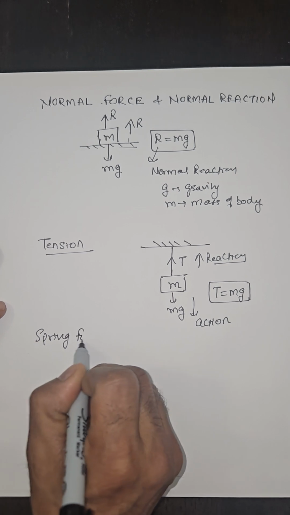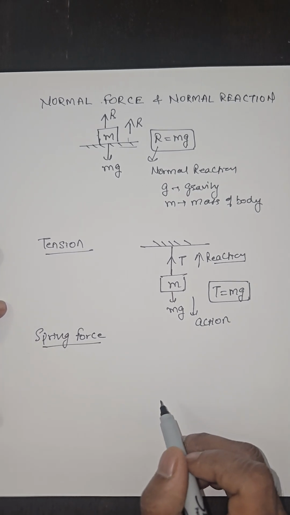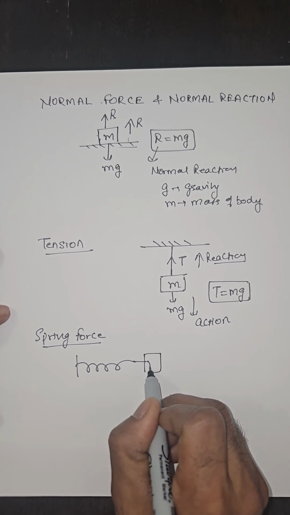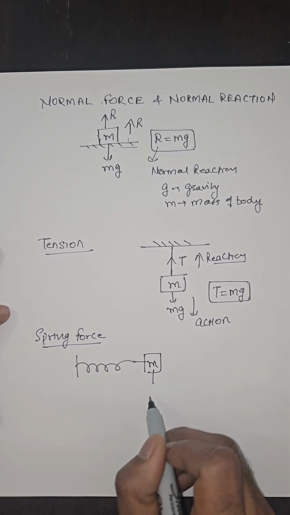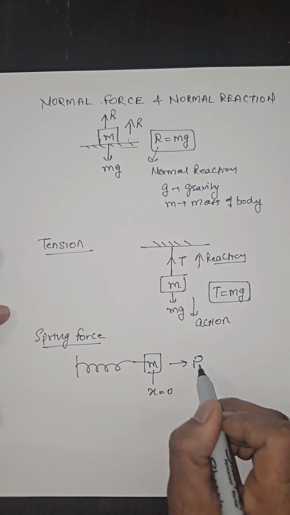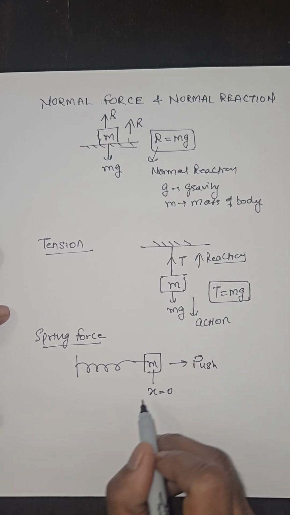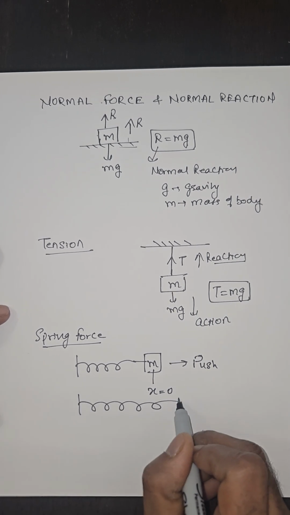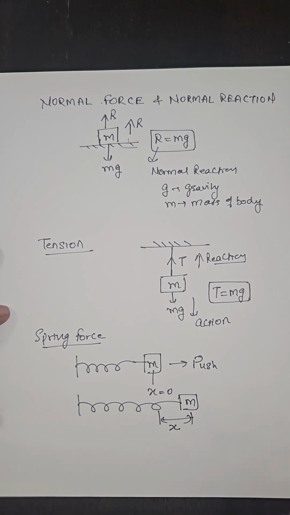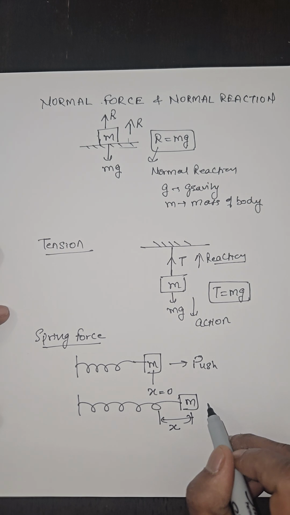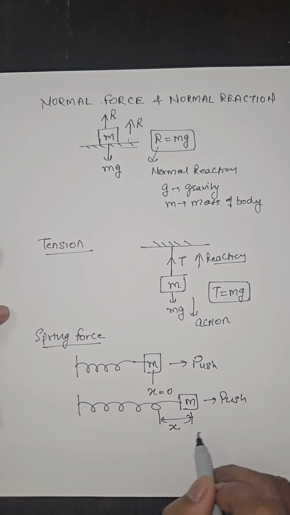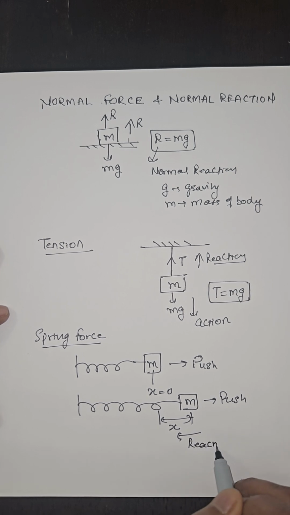Another type of force we are going to discuss is the spring force. Suppose you have a spring with a mass m attached to it, and this is its mean position. If you push this mass m with a certain force, then this spring gets stretched from its mean position, and suppose this is the distance x. Now you are applying a force. There should be an equal and opposite force in the form of reaction.